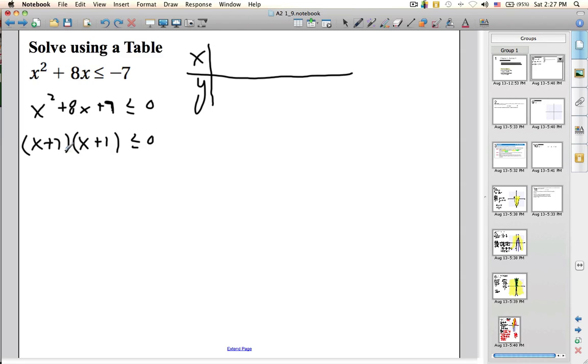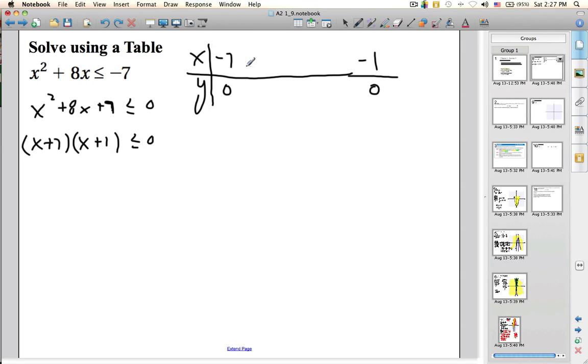Right? And then what I want to do is find these solutions. So negative 7 and negative 1. So I know that when x is negative 7, y is 0. And when x is negative 1, y is 0. Remember, I want values where this product is going to be less than 0, right? This product is 0, and this product is 0. So I know that my solutions are either going to be in between these two values or beyond these values.